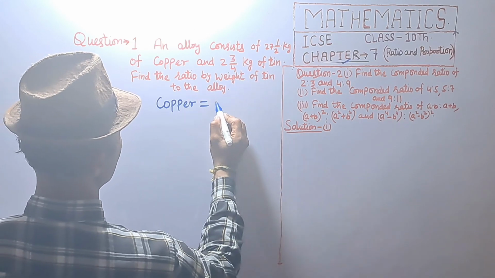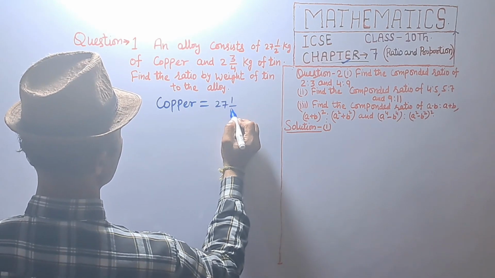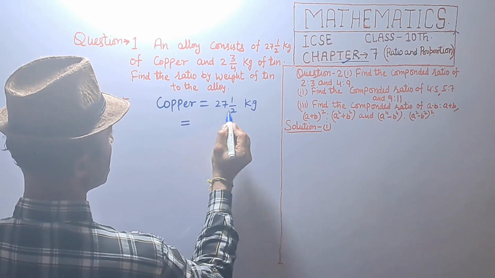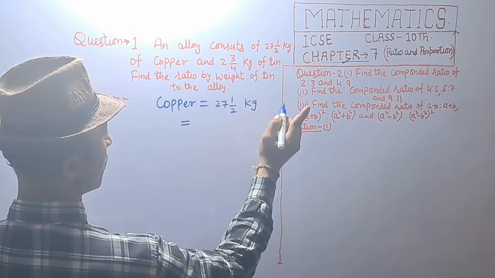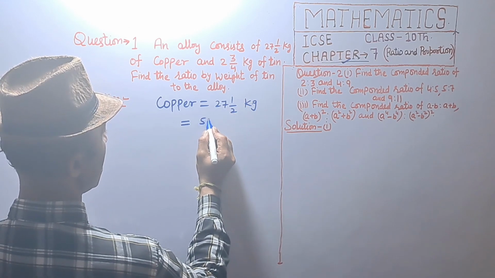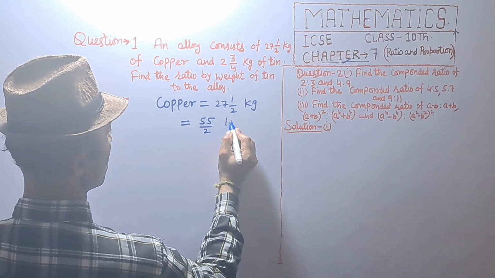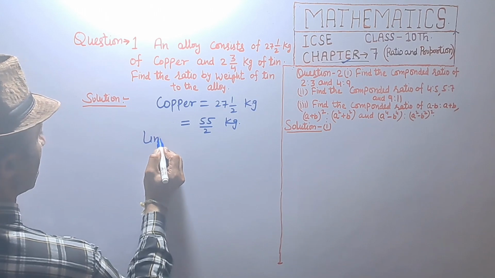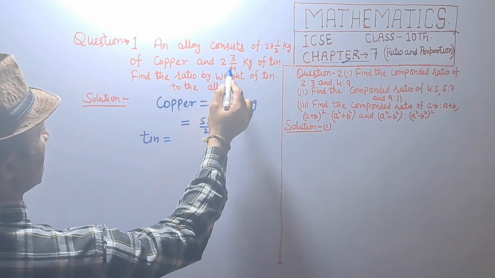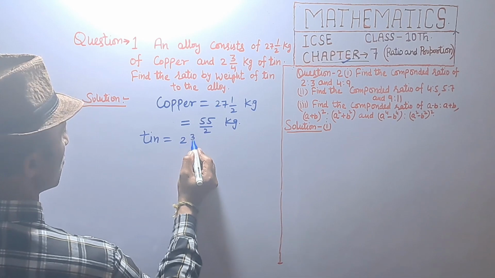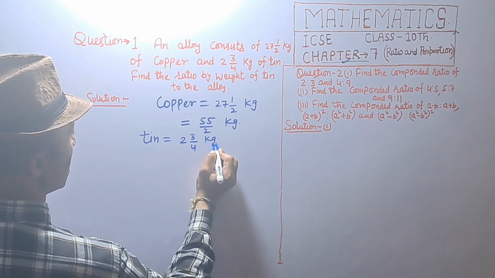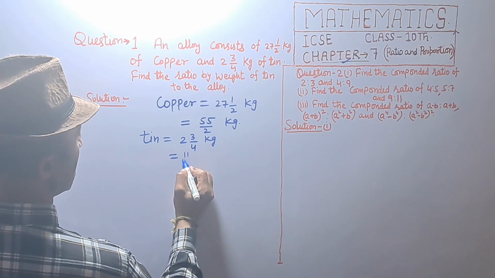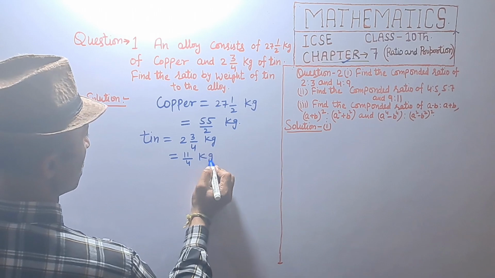Copper is equal to 27 whole 1/2 kg. That is equal to 27 2s are 54, 54 plus 1, 55/2 kg, and tin is equal to 2 whole 3/4 kg, that is 4 2s are 8 plus 3, 11/4 kg.